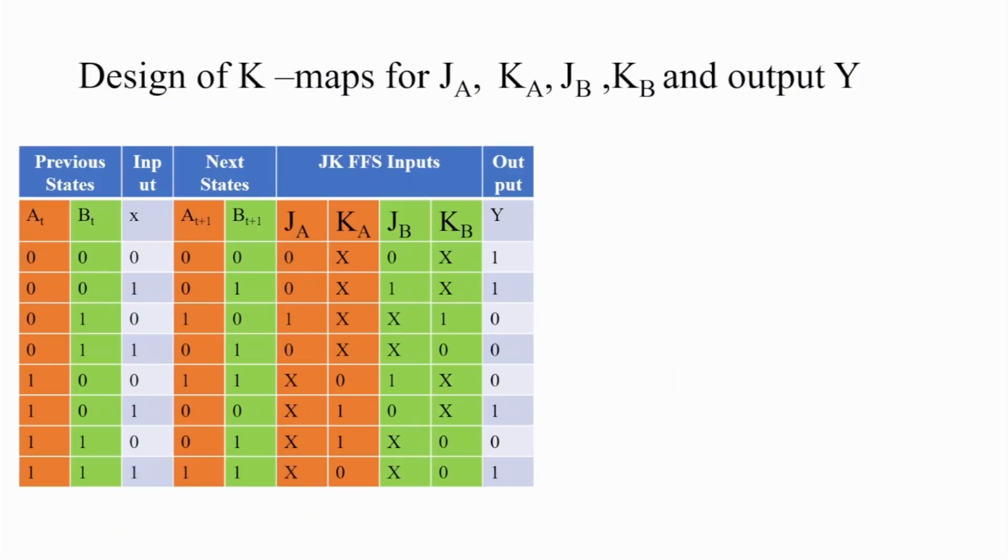After that, we have to design the K maps for JA, KA, JB, KB. First we design the K map for JA. What is the K map for J? This is a 3 variable function, that means AT, BT, and X is the third input. This is a 4 cross 2 map.